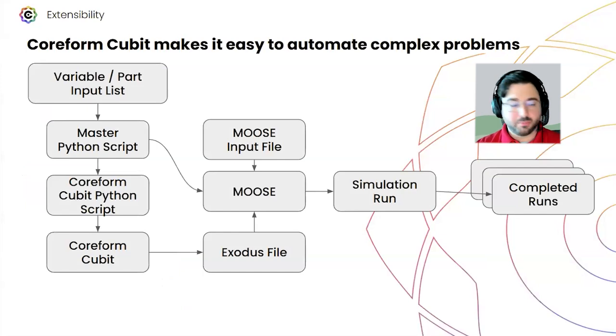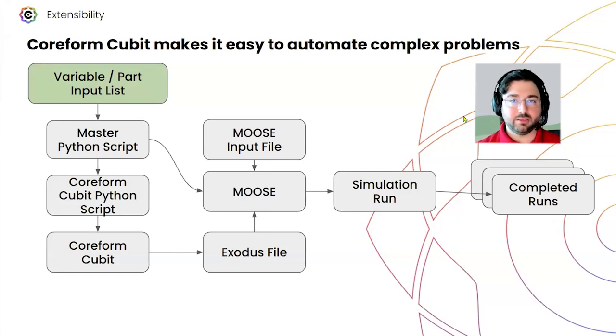Now I want to talk briefly about automating some of these complex problems. Like I mentioned earlier, we do a lot of part sweeping and variable sweeping. So depending on maybe the heater length is different or the clamps are thicker or something like that, you can apply different voltages. They'll be in different conditions, that sort of thing.